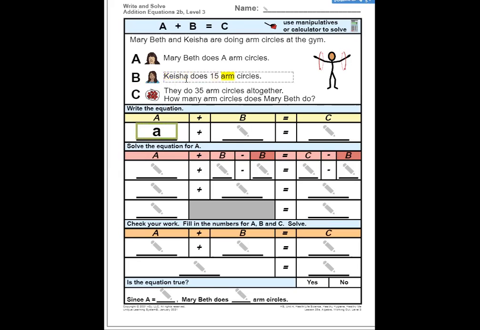Keisha does 15 arm circles. Okay, so B. What do we have for B? What number? 15. Very good. A plus 15 equals. Let's see what we have for C.